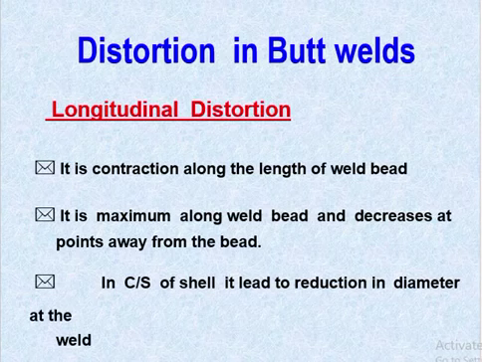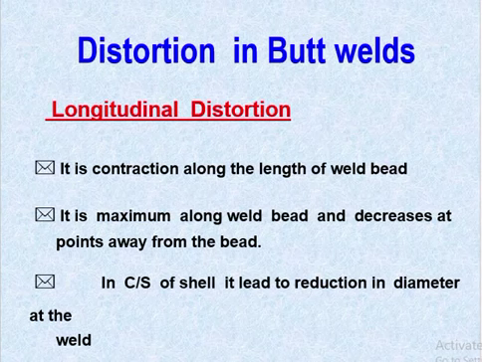Distortion in butt weld. It is a contraction along the length of the weld bead. It is maximum along the weld bead and decreases at points away from the bead. In carbon steel pipe, it leads to a reduction in diameter at the weld.